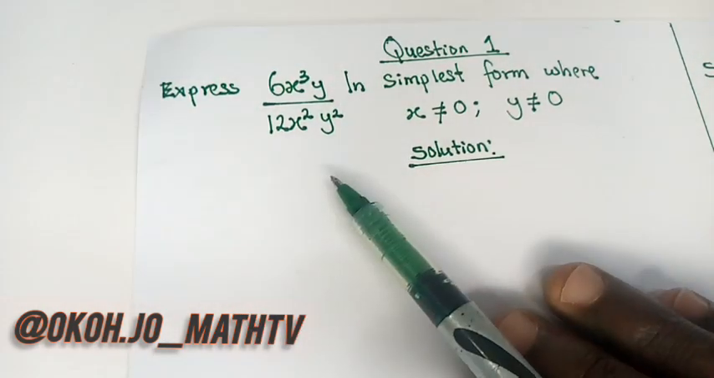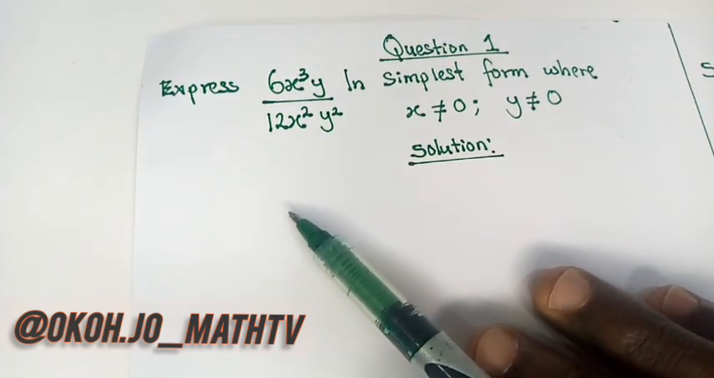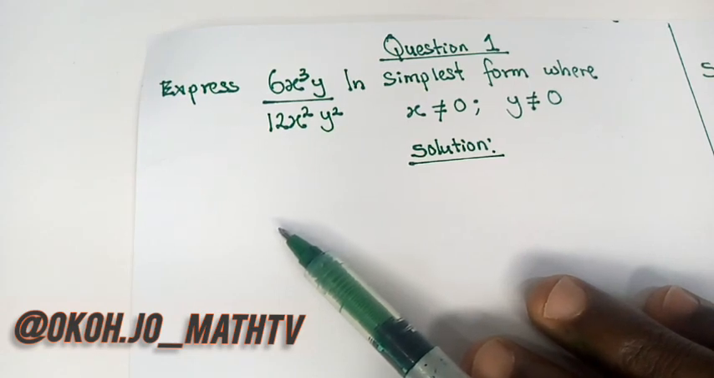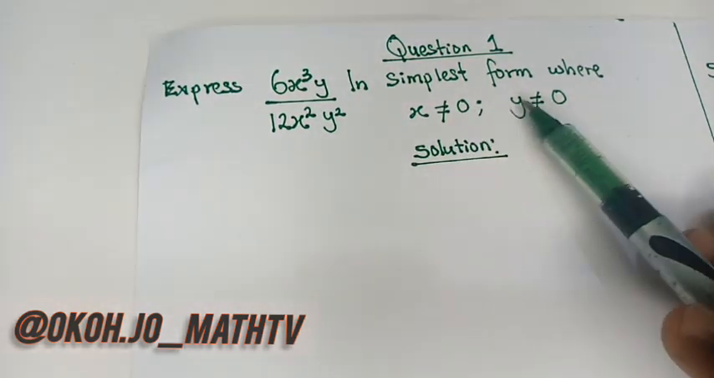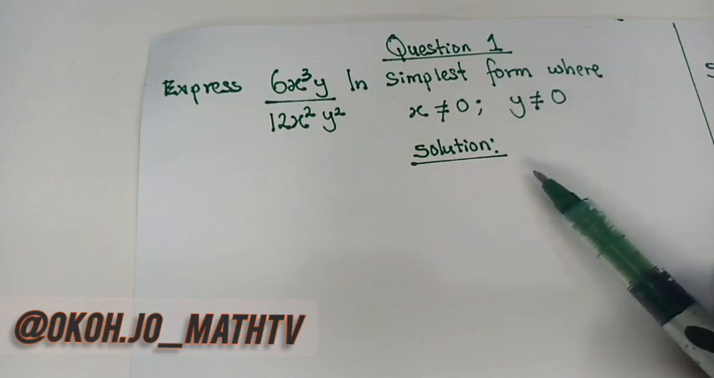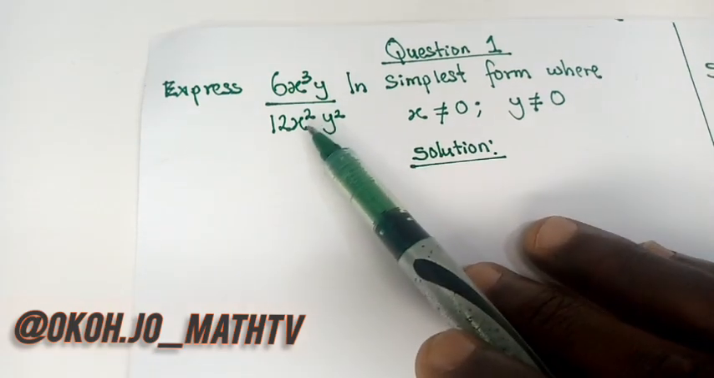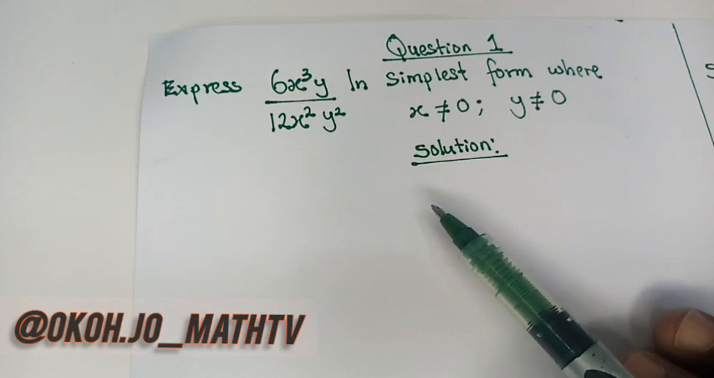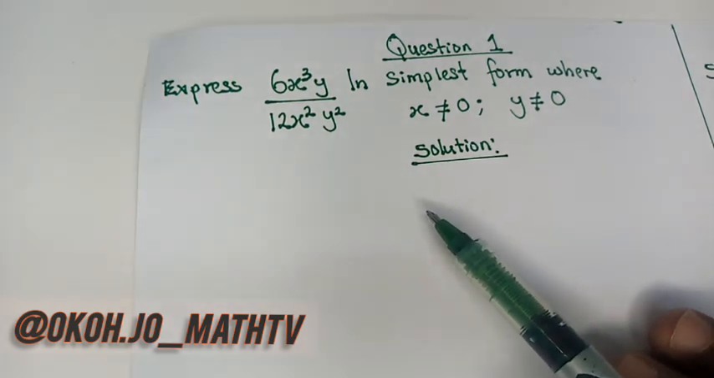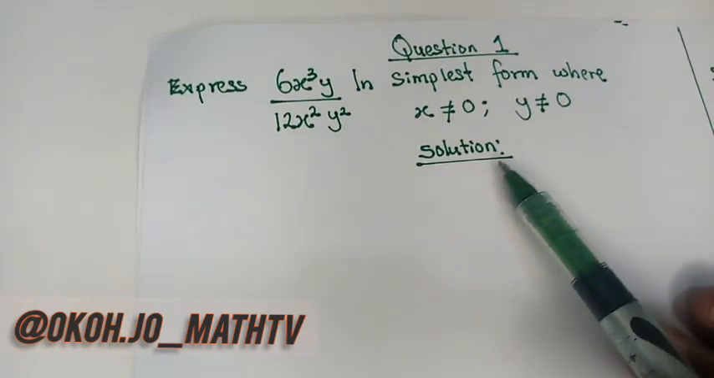I want us to look at this question which said that we should express 6x to power 3 y all over 12x to power 2 y to power 2 in simplest form, where x is not equal to 0 and y is not equal to 0. There is a condition there. Of course, what that means is the denominator x or y shouldn't be 0, as our answer will be invalid, or it will signal error. Is that okay? So let's look at the solution and see how it goes.